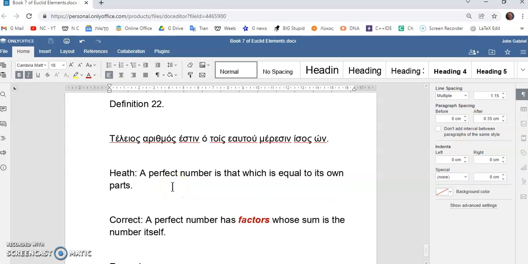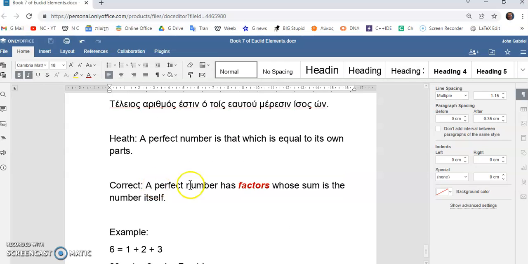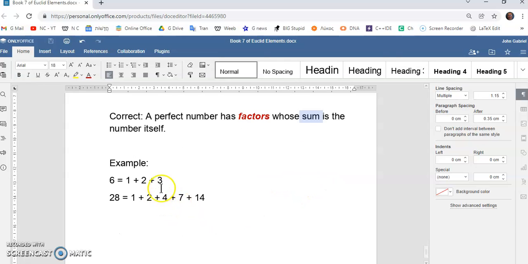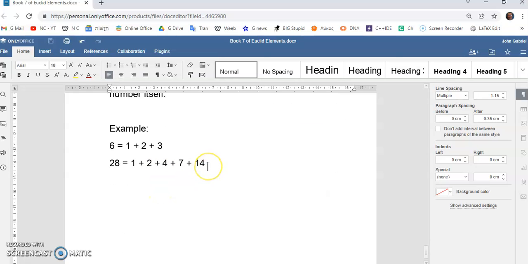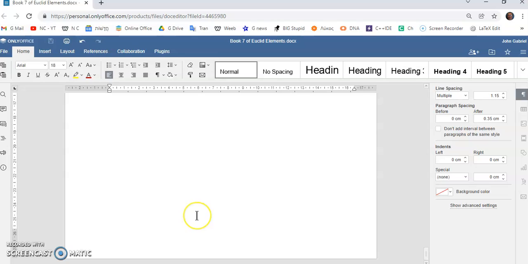Finally, the last definition says a perfect number is that which is equal to its own parts. That's not quite correct. A perfect number has factors whose sum is the number itself. Okay, and I've given you 2 examples, and there are many others. I don't need to go into that. And this definition is used later, so it's an important definition. Now, in the next video, or one of the videos that I shall be producing in the future, will be on the propositions. Okay, so I'll also do the propositions of Book 7.